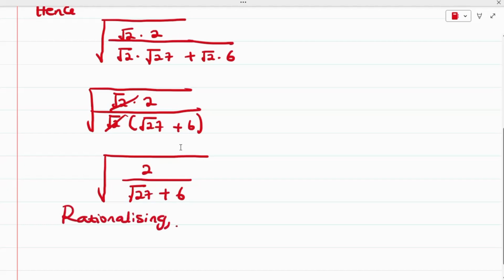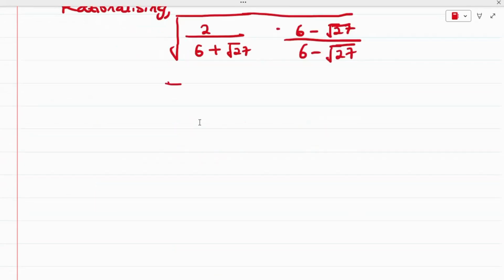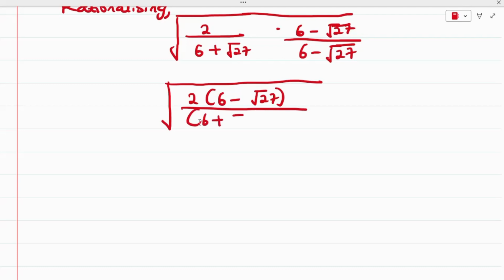So rationalizing, we have the square root of 2 divided by 6 plus the square root of 27, multiplied by 6 minus the square root of 27 divided by 6 minus the square root of 27. So from here we have the square root of 2 multiplied by 6 minus the square root of 27, divided by 6 plus the square root of 27 multiplied by 6 minus the square root of 27.